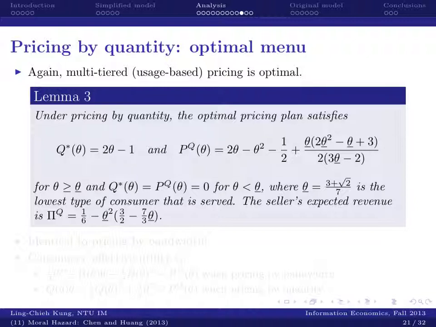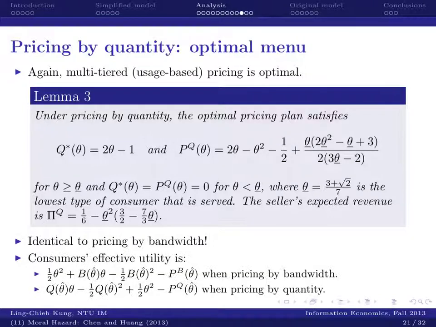Okay, so under pricing by quantity, we see the solution is again something similar. There is a theta lower bar. Below it, the offer is 0. Above it, the offer is an increasing function for quantity and the payment. Okay, we also have the expected sales revenue.